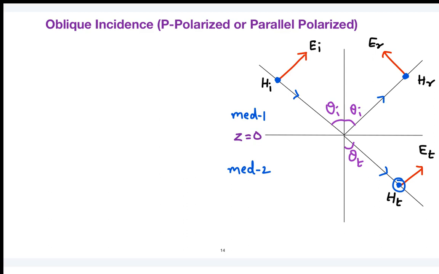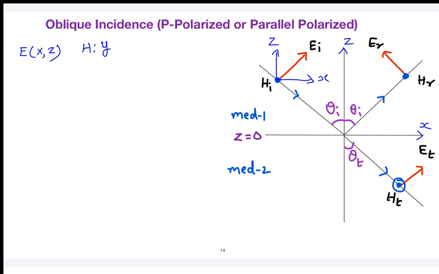Now when you see the parallel polarized case, what is the condition I told you? Your electric field should lie in the xz plane and your magnetic field should be in the y direction. This is my x axis and this is my z axis, and I assume the y direction is perpendicular to the plane of the paper. Can you tell me how this incident electric field can be resolved? Into how many components? You can resolve it along positive x and along positive z.